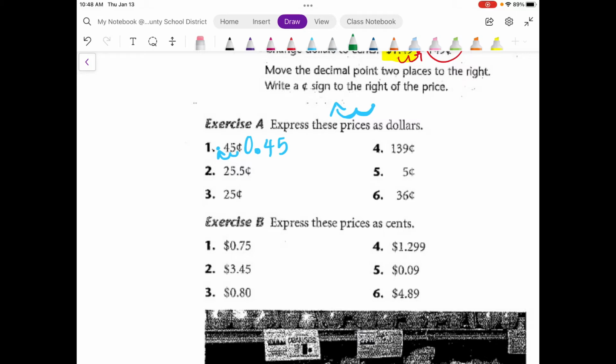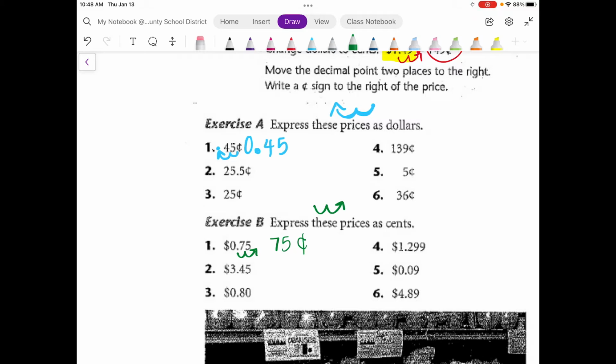If I'm going from dollars to cents, I'm going to go to the right 2. So with that decimal, go right, and now I end up with 75. No more decimals, right? I'm using the C for cents. So when you're doing it this way, it's possible that you're going to get over 100.